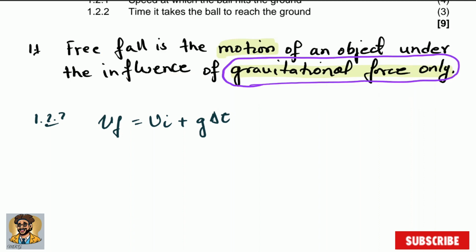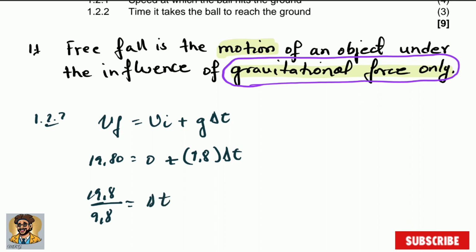I like to substitute in the same way the formula is given to you. So this one is 19.8 and this is equal to 0 plus 9.8 multiplied by the time. When you rearrange this one, you get that 19.8 divided by 9.8 is equal to the time, and you get that the time is 2.02 seconds. So guys, this is the end of the question.